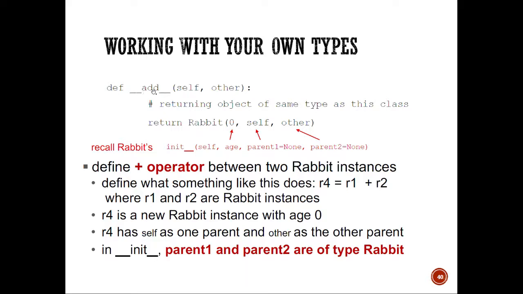Here again, we can define what the add function means for that particular class. So for example, in this case, we define the initialization of rabbit to be the age, and then the parent 1 and parent 2. We can define what the plus operator between two rabbit instances means. For example, what something like this would do if we define r1 and r2 to be instances of rabbit. We can say that r4 is a new rabbit instance with age 0, and r4 has self as one parent and other as the other parent. And in this case, in the initialize method, parent 1 and parent 2 are of type rabbit.